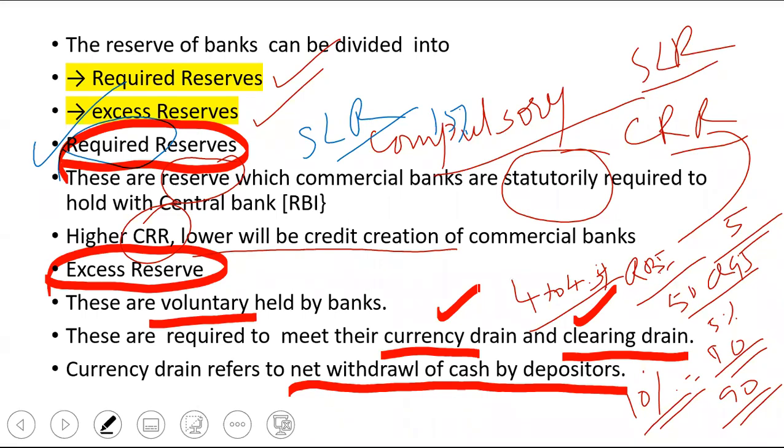It's a double protection. One is a compulsory reserve, second is excess reserve. Children, what do you mean by excess? Excess means voluntary. Put it in the chat box. Is it clear to you? Put it in the chat box. Okay, thank you.